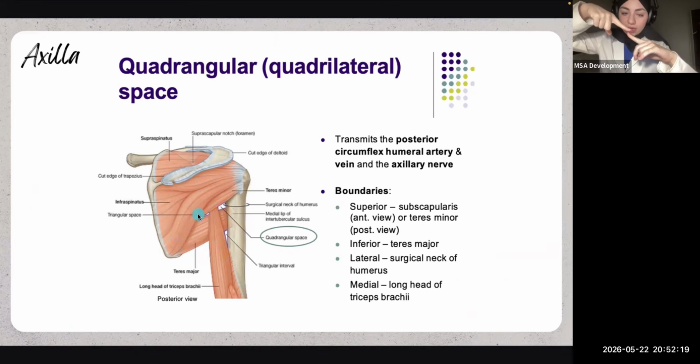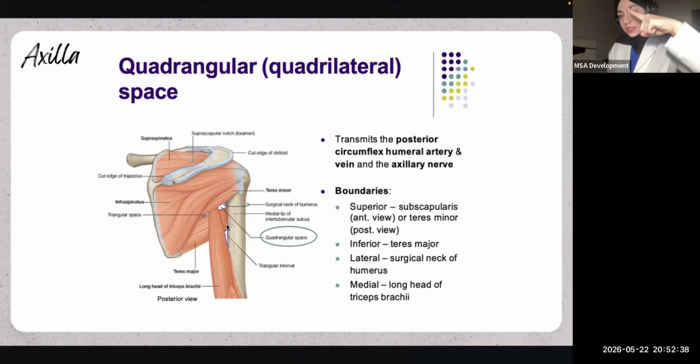These spaces are kind of diagonal together, so we're going to have the quadrangular space and the triangular space, and underneath them is going to be the triangular interval. So it's the only interval, so it's going to be under them. It's not going to be diagonal like they are to each other. Okay, the first is the quadrangular space.